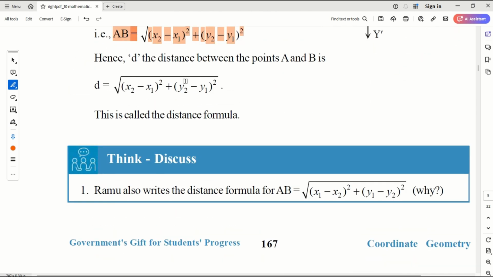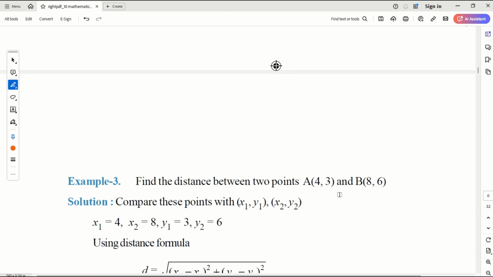Okay. So we can also write it as square root of (x1 minus x2) whole square plus (y1 minus y2) whole square. This is also true because anyway it is a square, so even if it is a negative term, any negative term will go away, right? So it's just basically the square of the absolute value. So both are correct. Okay.